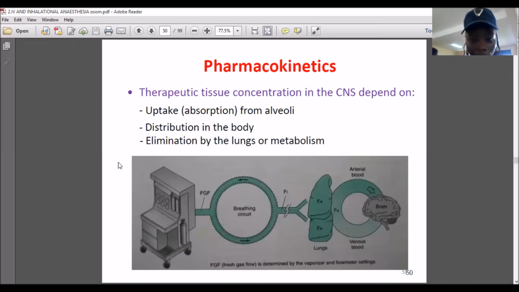There's a diagram there that shows the uptake from the machine, you're seeing how much the person will breathe in, how much the person will take in. So the breathing circuit, you can see that. Then the distribution to the body, like how far it has gone, has it gone to all the required parts of the body? Then elimination by the lungs or metabolism, where the lungs will eliminate afterwards.